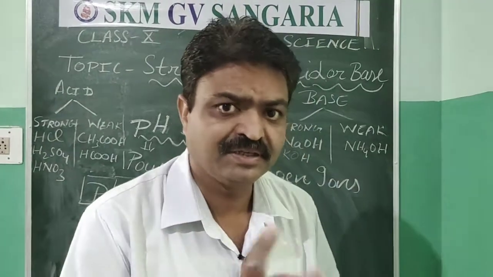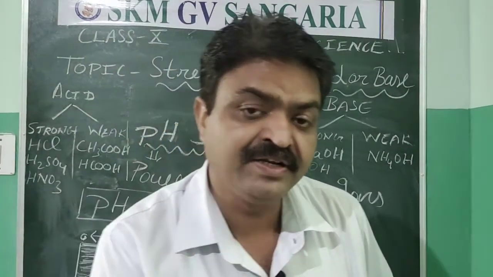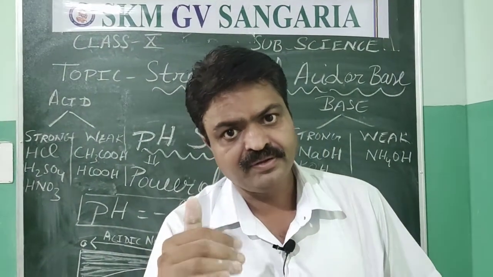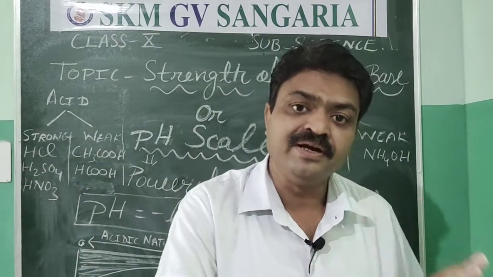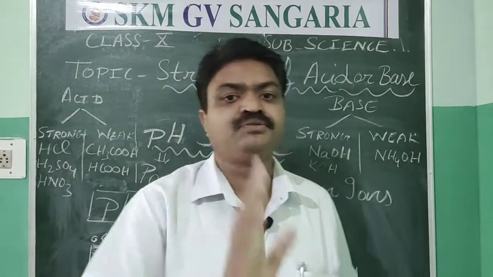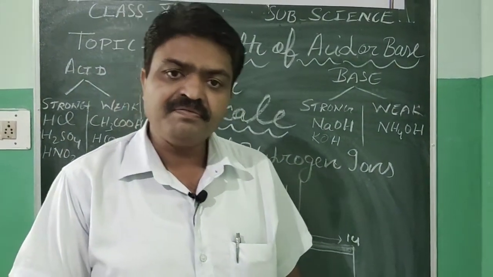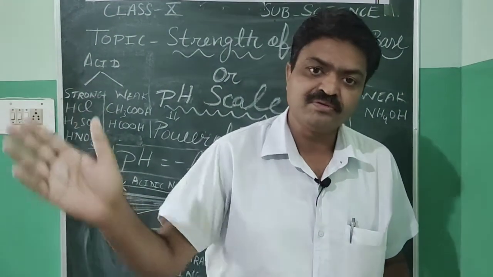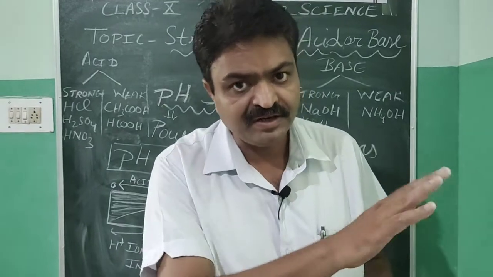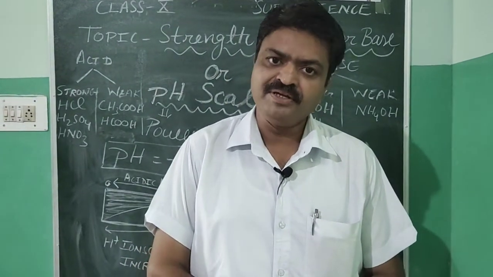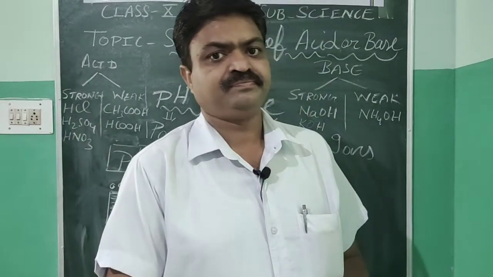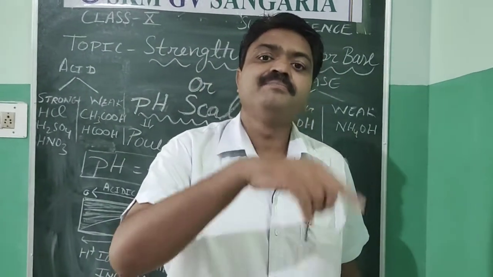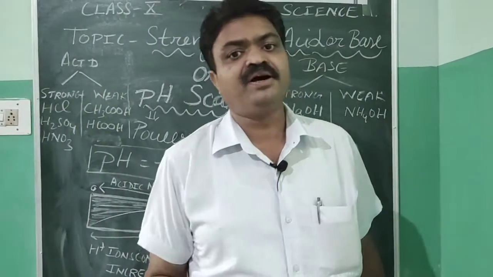So student, now we will discuss the strength of an acid or a base. The strength of an acid or base depends on the ions that are released by them when they are dissolved in water. If they release more ions, it means they have more strength. If they release fewer ions, it means they have low strength. So their strength depends on the ions that are released by them when they are dissolved in water.